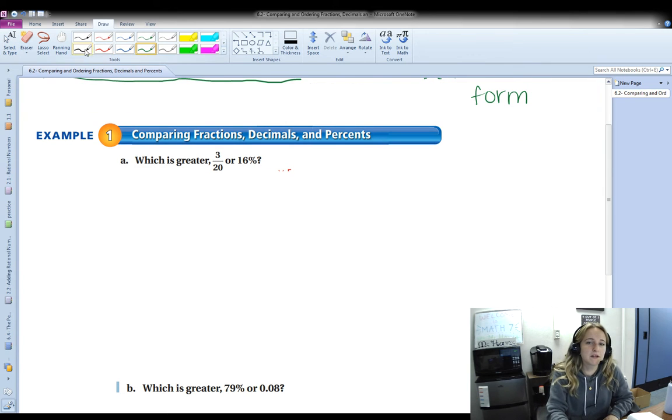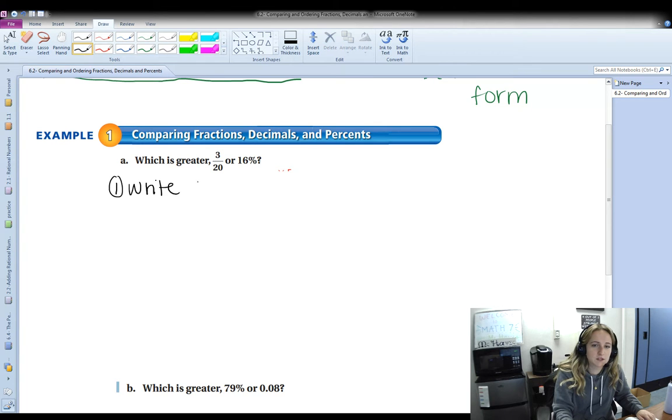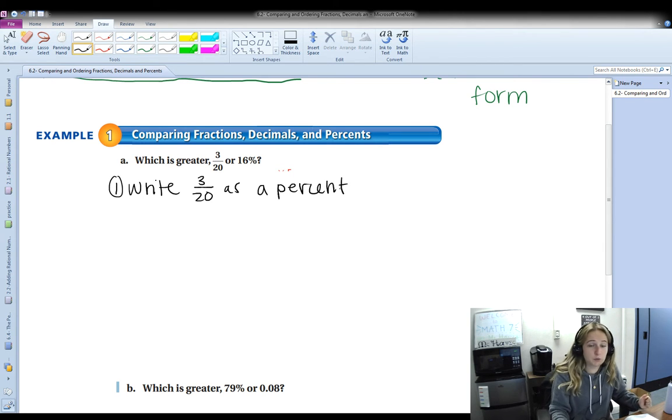So it says comparing fractions, decimals, and percents. Which is greater, 3 over 20 or 16%? To begin, we're going to write 3 over 20 as a percent. That's our first step. You could do it a couple different ways. First, if you have a calculator out, you could type into the calculator. I'm going to write these steps down for you.